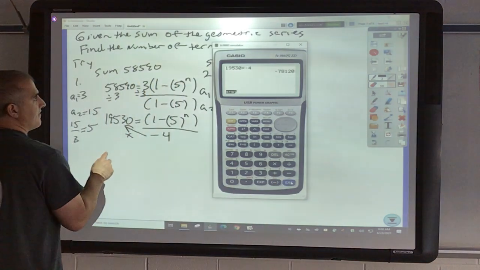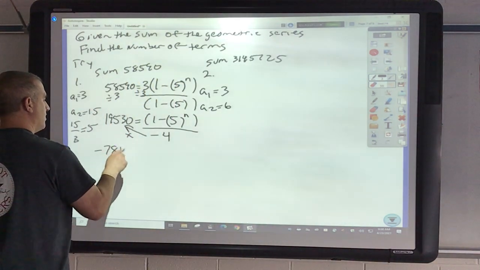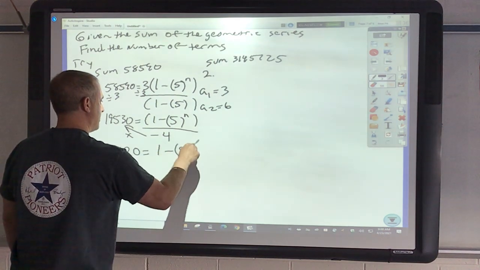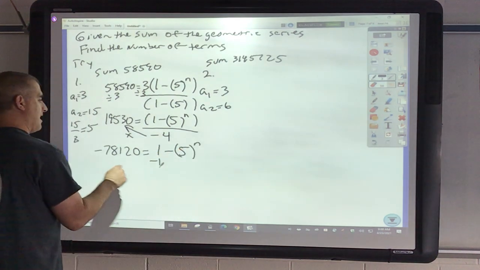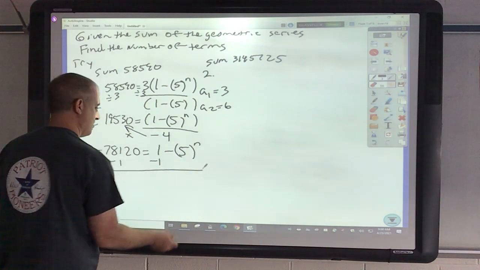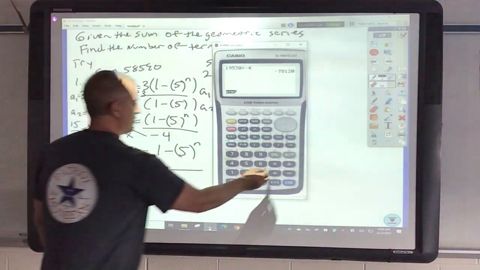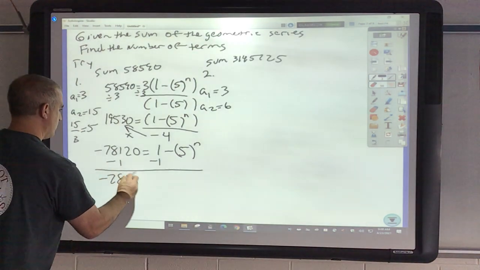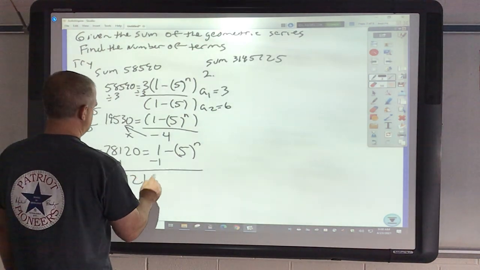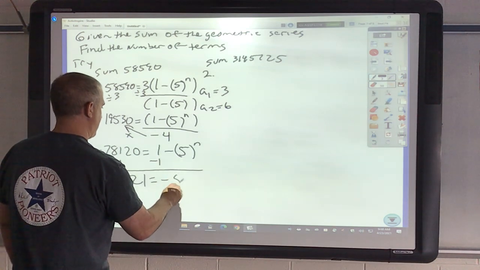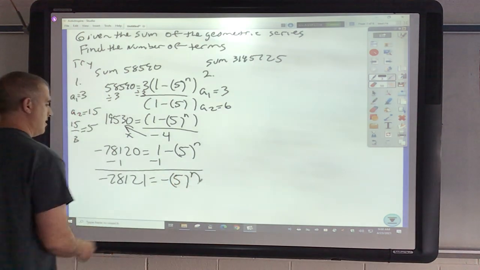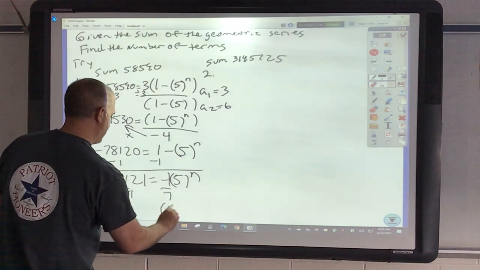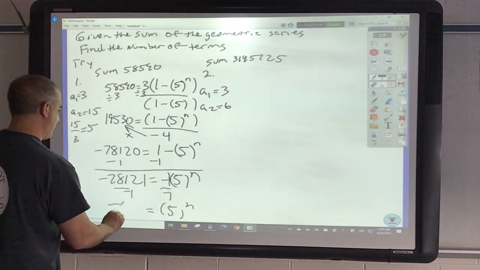Okay, that's negative 78120. I got 1 minus 5 to the n power. Okay, so subtract my 1, subtract 1. So I would subtract 1 from that. Negative 78121 equals negative 5 to the n. Okay, divide by negative 1. I got 5 to the n equaling 78121.